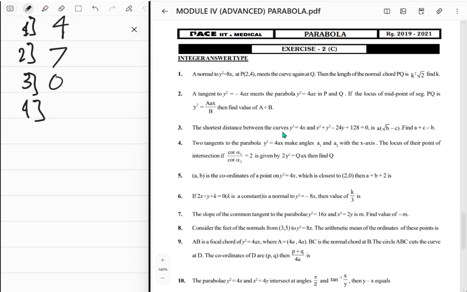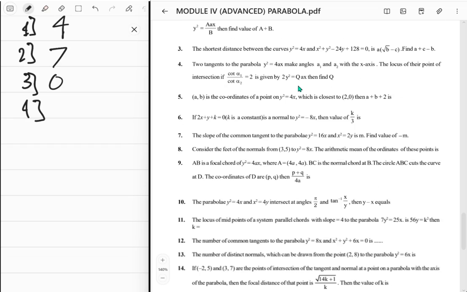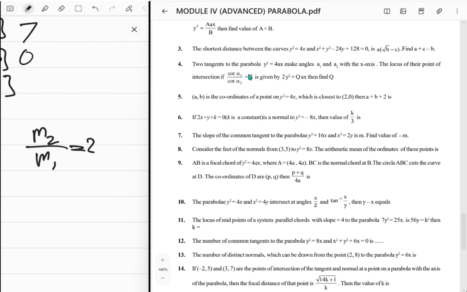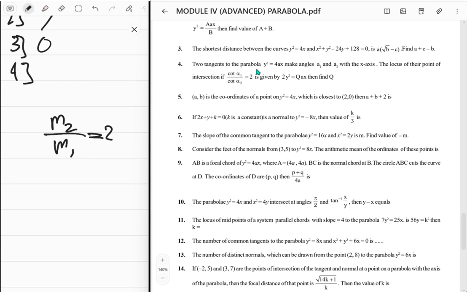Fourth is the shortest distance between the curves, this curve and that curve. Wait, okay, isn't that what? Oh, that's just the third question. Sorry. Fourth question is two tangents to the parabola. This parabola make angles alpha 1, alpha 2 with the axis. The locus of their point of intersection. It's like saying that M2 upon M1, right? It's 1 upon that. Yeah, that's equal to 2. But then M is just 1 upon T. So, two tangents, of course, with the x-axis.